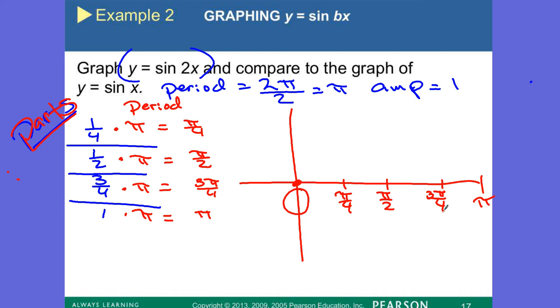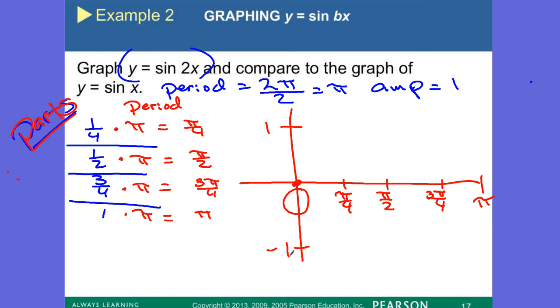Good question. Okay, the up and down. What is the amplitude? 1. So how high does it go? It goes up to 1 and it goes down to negative 1. So we would just split the same thing: 1 over 4, 2 over 4. All right, you guys ready?